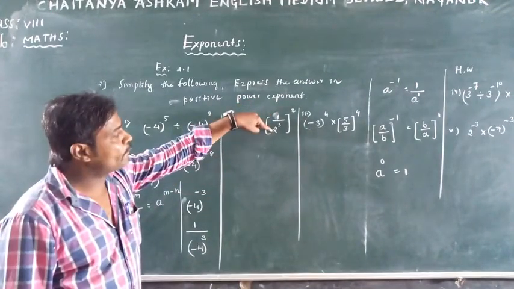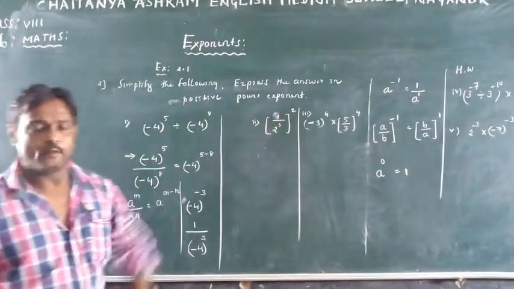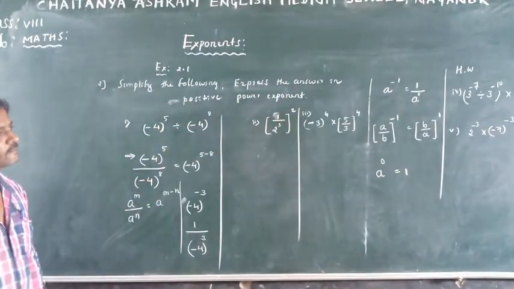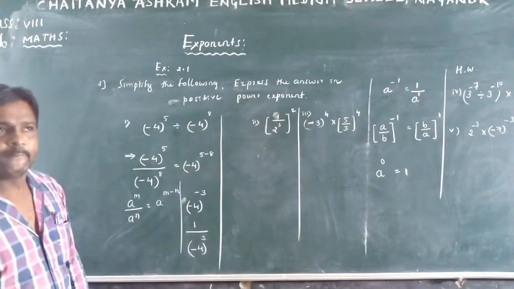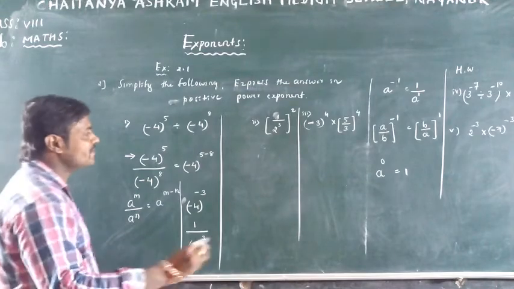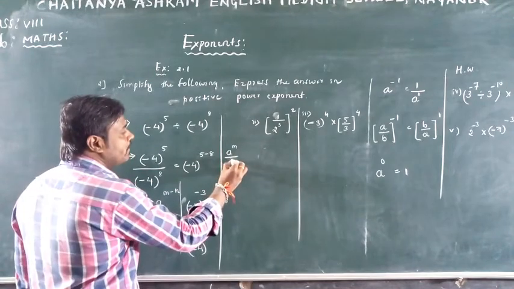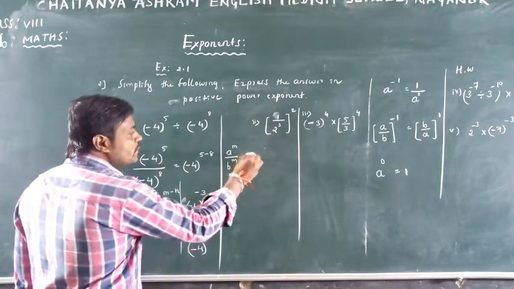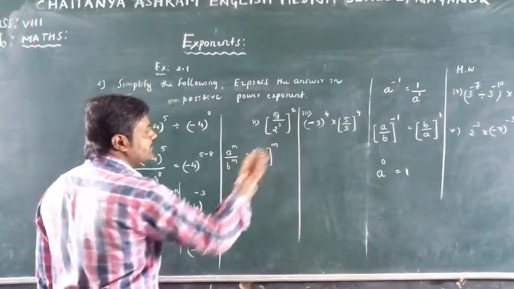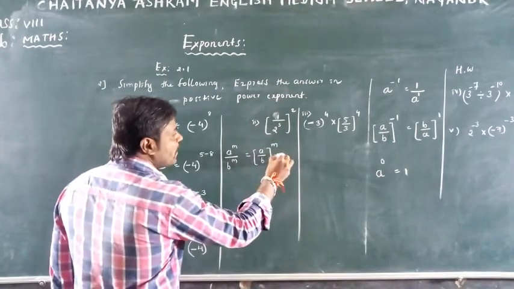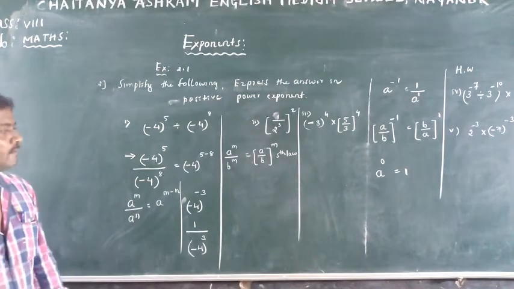1 divided by 2 raised to the power 3, whole raised to the power 2. To simplify this exponent, we use the fifth law of exponents. What does it state? It states that a raised to m divided by b raised to m is equal to a by b whole raised to the power m. Which is the fifth law of exponents. Yes or no? We studied that.